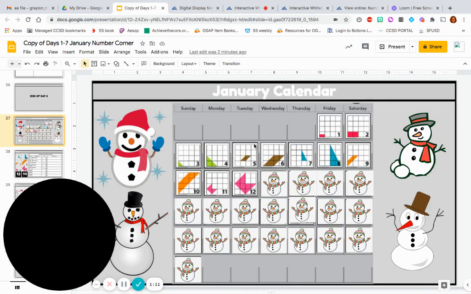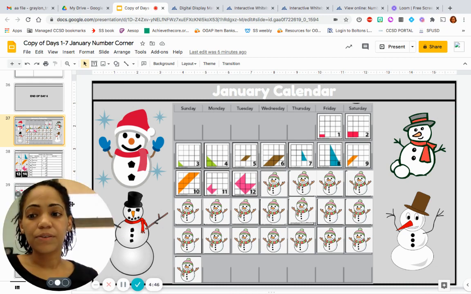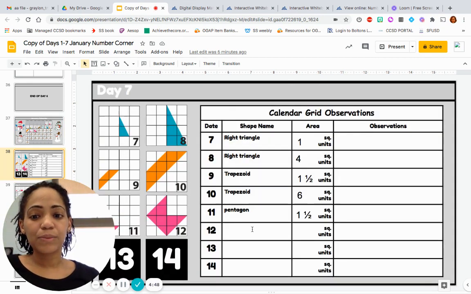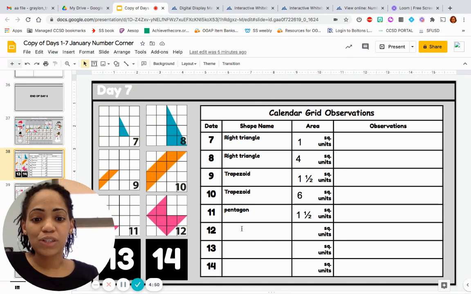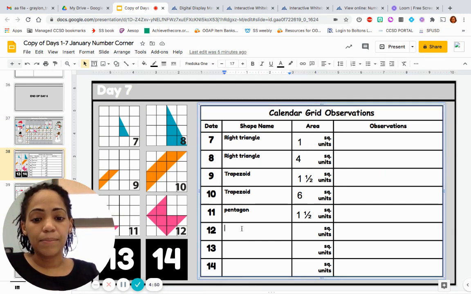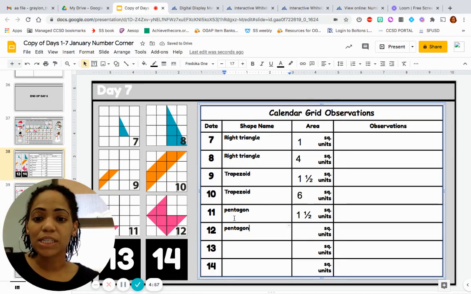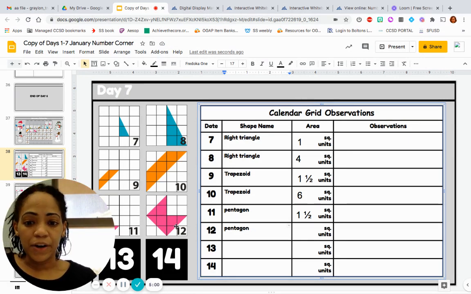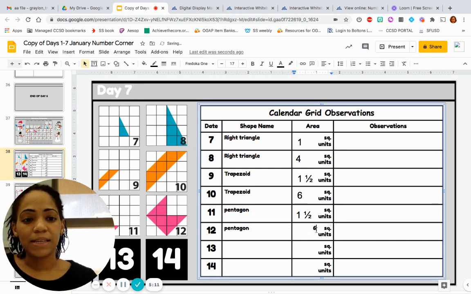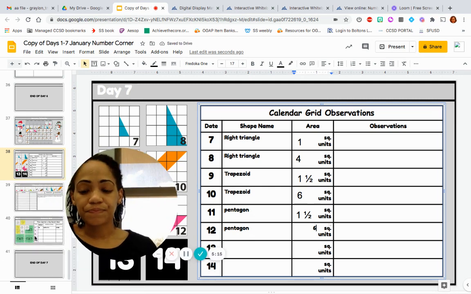Let's move on to name our shape for today. Yesterday was a pentagon. Here's our shape today, which is also a pentagon. It's just bigger, right? We talk about shapes that are similar in size. So what is the area? You got 1, 2, 3, half and a half would be 4, half and a half would be 5, half and a half would be 6. So now we have another shape that has an area of 6 square units.